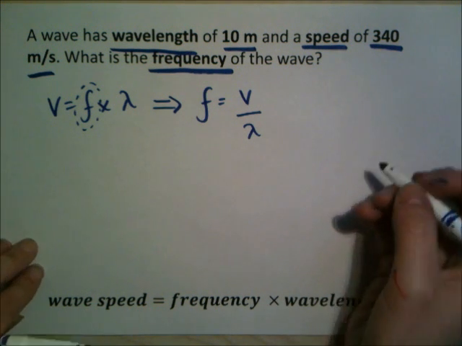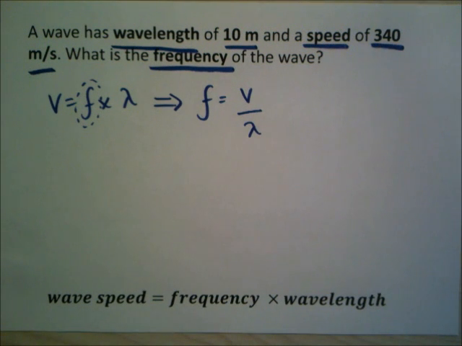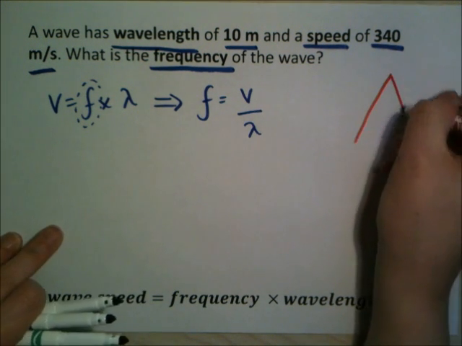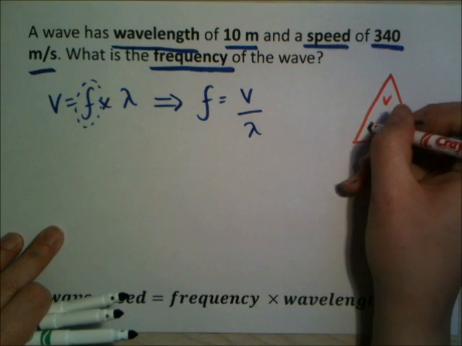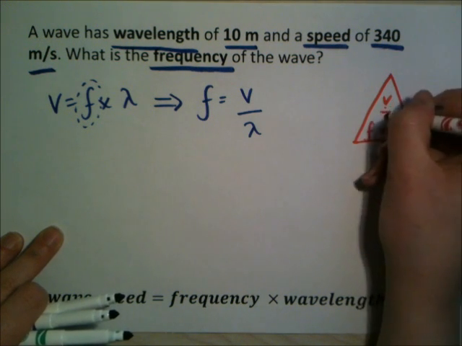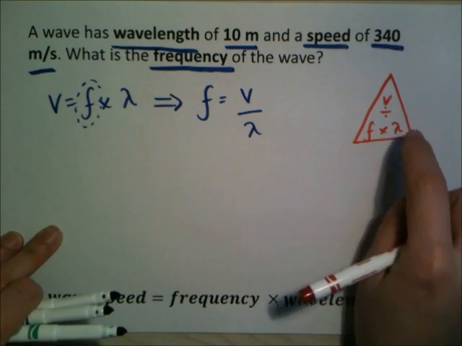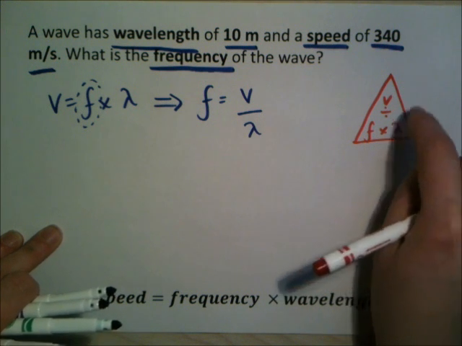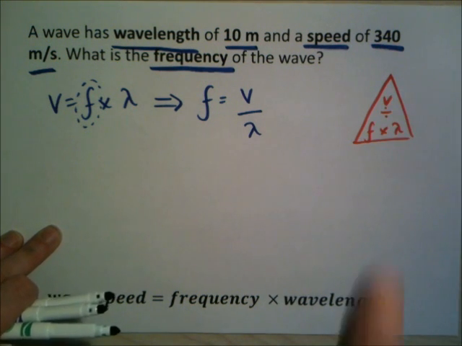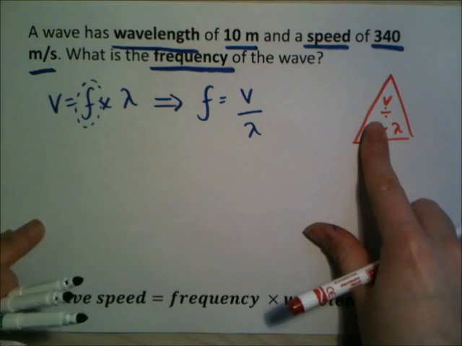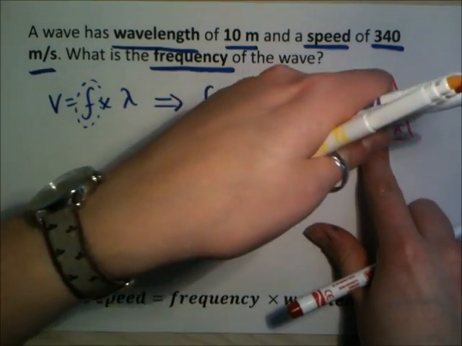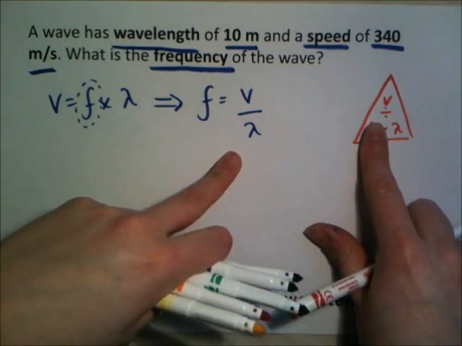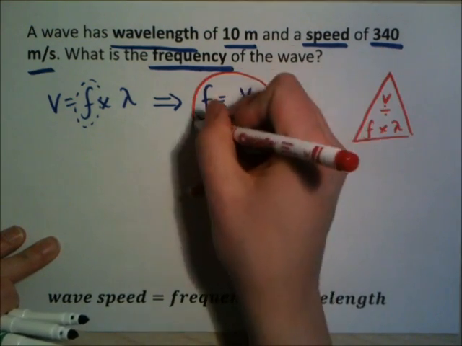However, you might want to use the triangle instead. If you want to use the triangle instead, if I draw that really quickly back up again, V equals F times lambda. I know wavelength, which is lambda. I know speed, and I want to know frequency. So I cover up frequency with my finger. And then I see that my sum that I need to do is V divided by lambda, which is exactly what I've got here. Okay? So this is the sum I need to use.